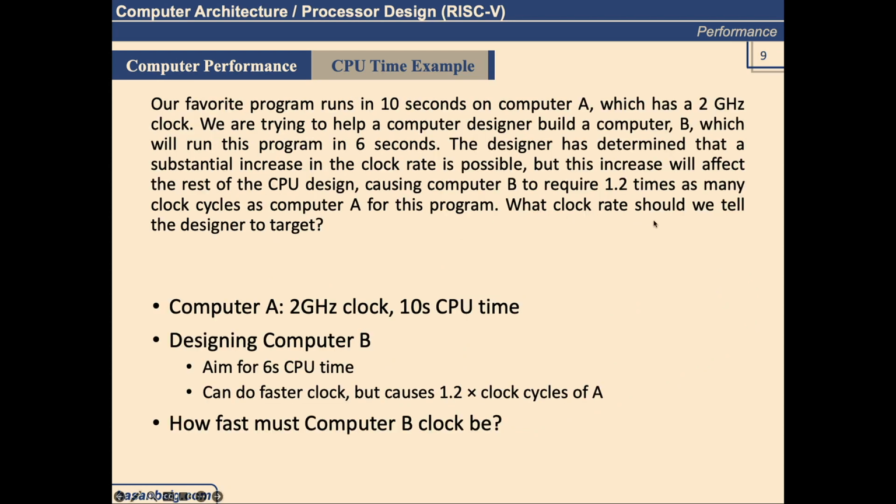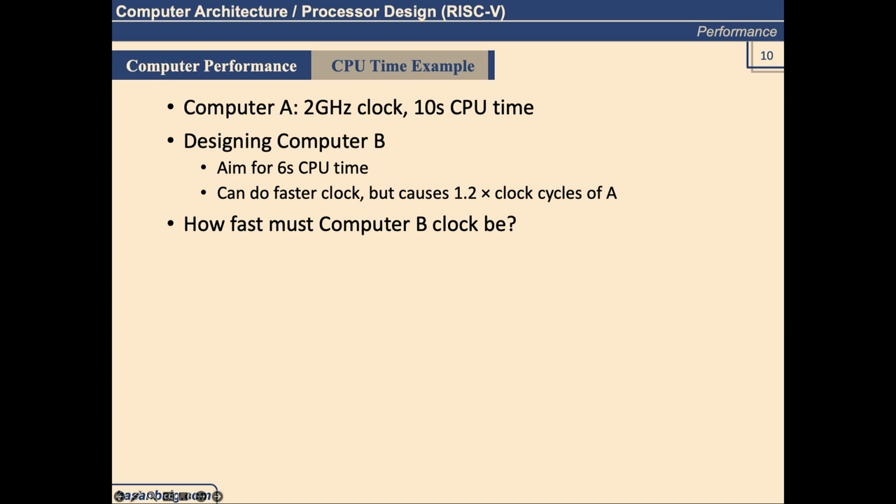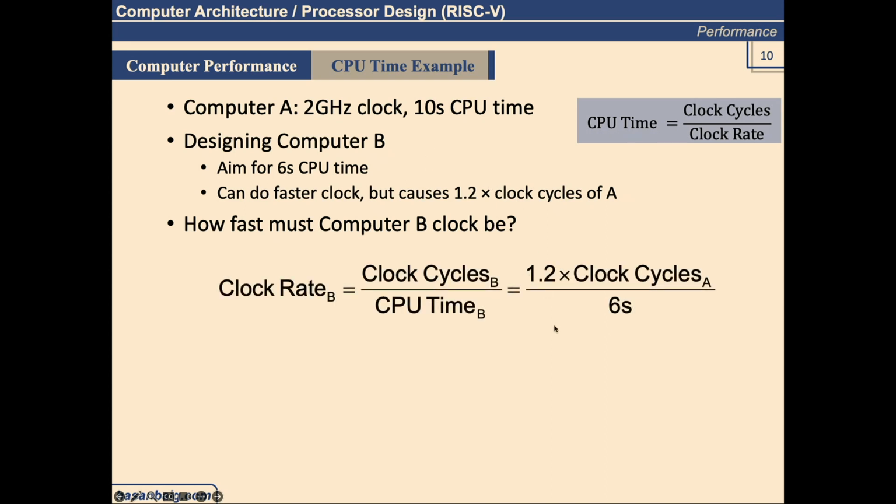What clock rate should we tell the designer to target for computer B, of course. Okay, so clock rate is, again, we are looking for the frequency for the computer B. So frequency means you have to calculate clock rate, and you have this formula available. So you need to extract the information that is provided to you, and sometimes it is not straightforward. You need to apply it differently, just like here.